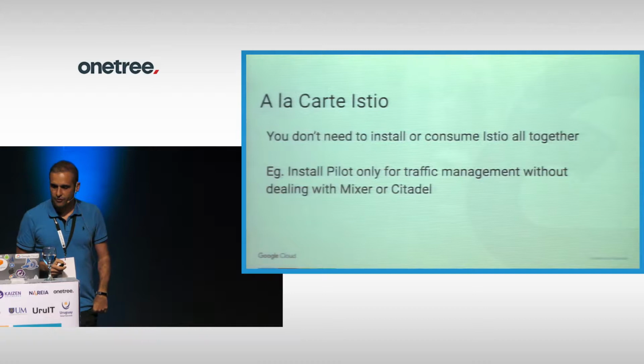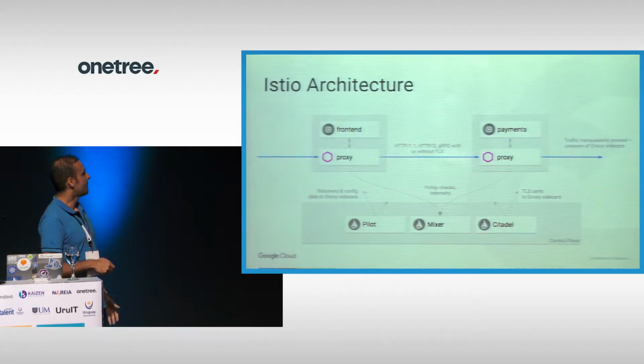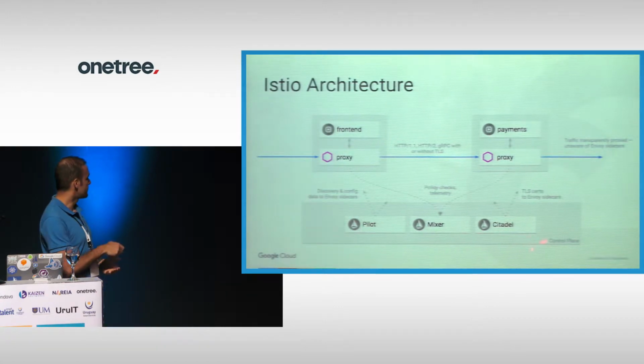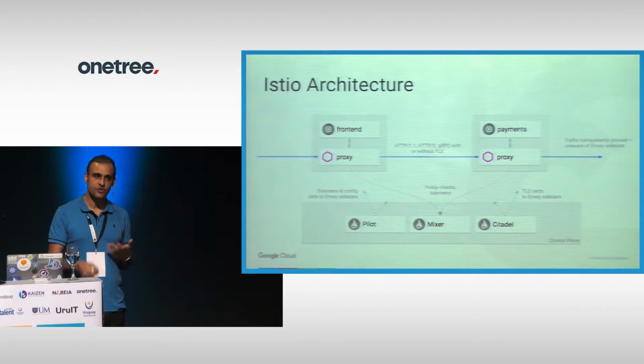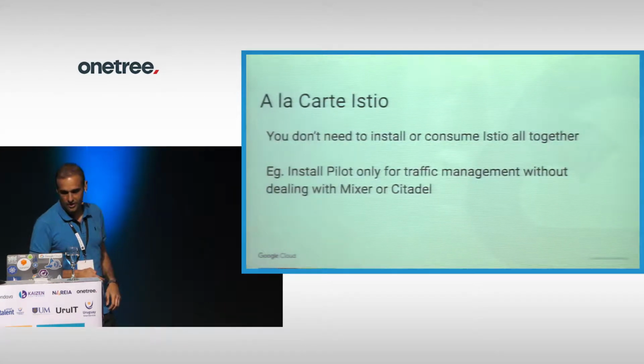And as I mentioned before, you don't have to install all of this by default. For example, if all you want is proxies and service discovery, you can just install Pilot, and you don't have to install Mixer or Citadel. If you don't care about authentication, mutual authentication, then you don't have to install Citadel. If you don't want metrics, you don't have to install Mixer. So you can pick and choose what you want to install. It's up to you, basically, to decide what you want. So that's what this slide is all about.